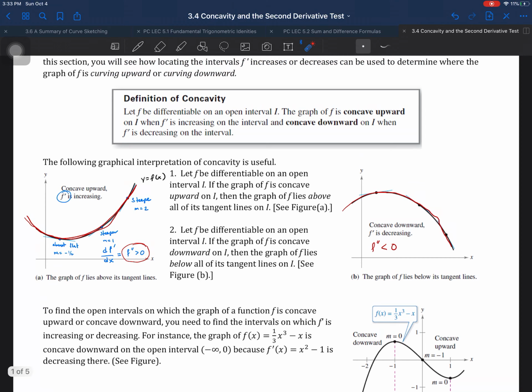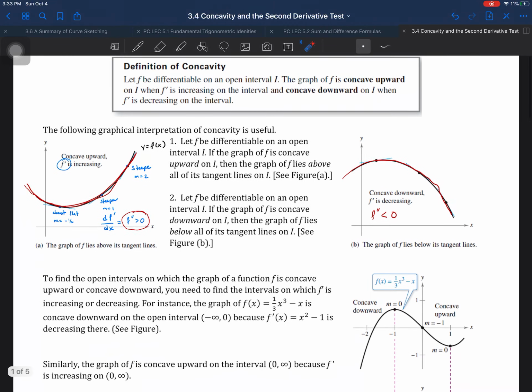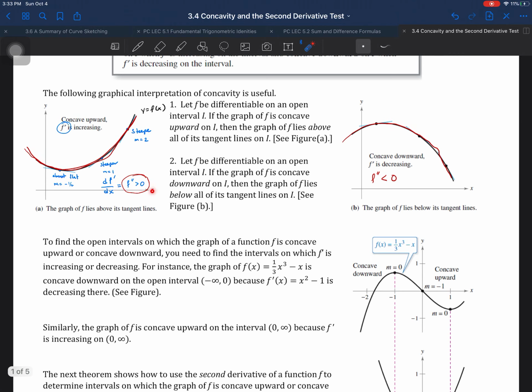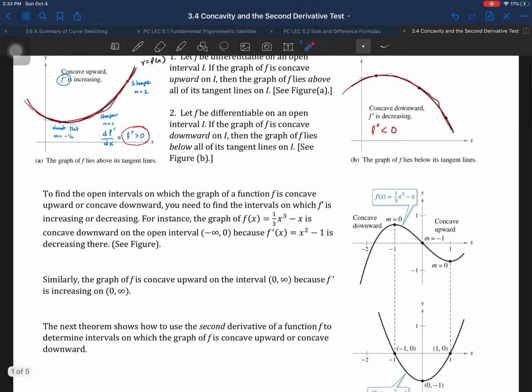Anyways, the definition of concavity says that if f is differentiable on an open interval I, the graph of f is concave up on I when f prime is increasing on the interval, and concave downward when f prime is decreasing on that interval, which means that it tells you something about the second derivative.